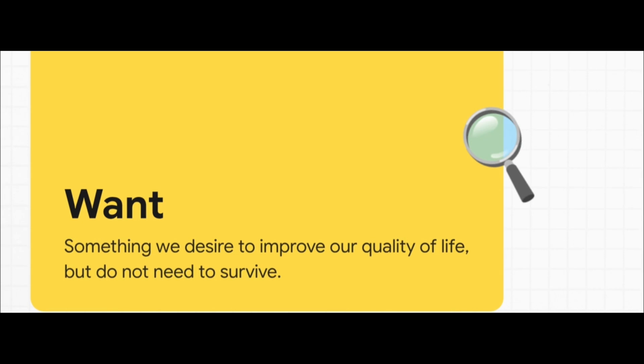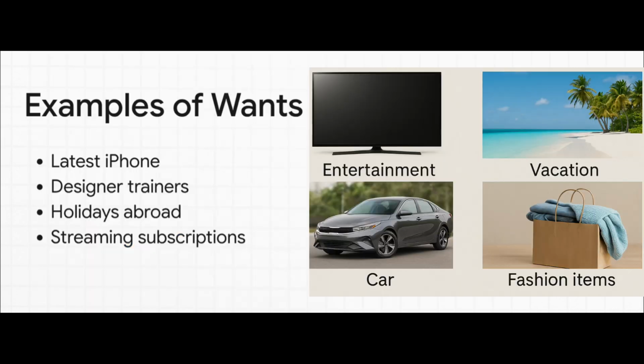All right, now let's flip the coin over and look at wants. A want is something we desire. It's something that makes life a little bit better, right? More fun, more convenient, maybe just more enjoyable. And this is the key part, you can totally survive without it. And I bet the examples here are going to sound pretty familiar. We're talking about the latest iPhone, those designer trainers we mentioned earlier, fancy holidays, heck, even your streaming subscriptions. All great things to have, for sure. But are they essential for survival?